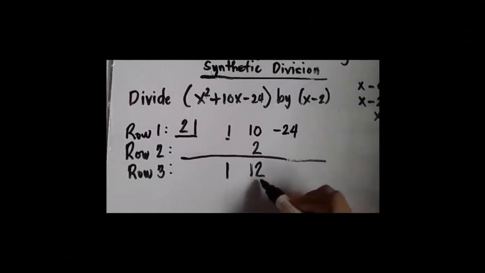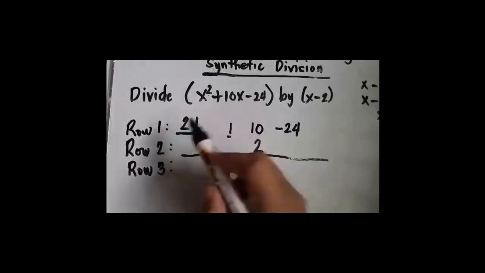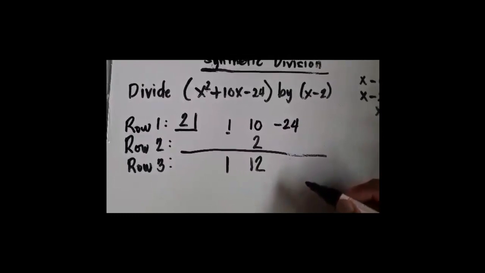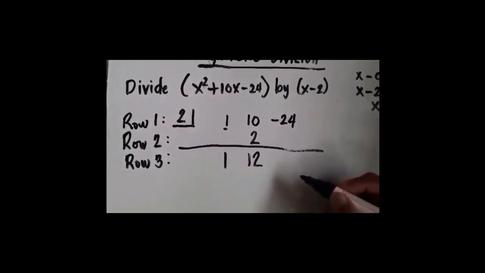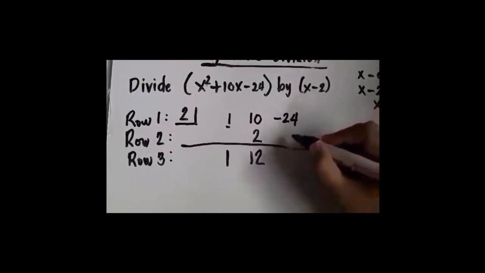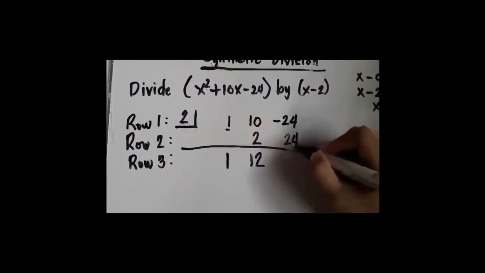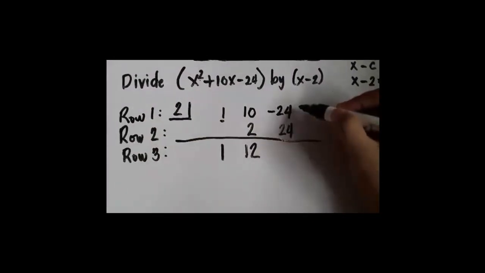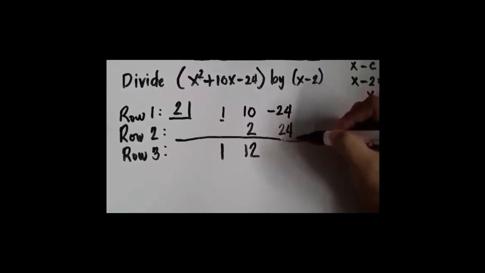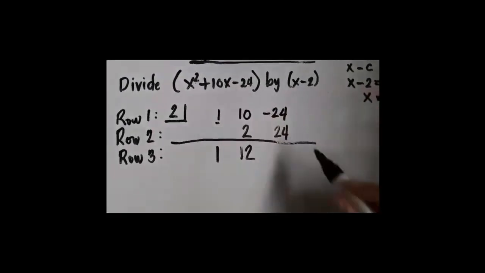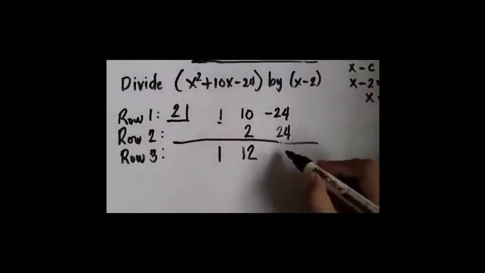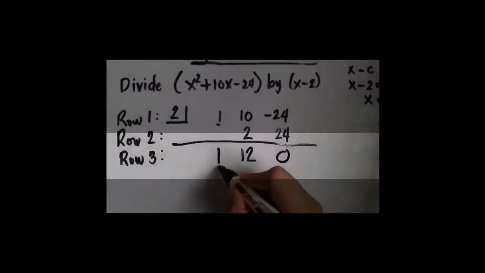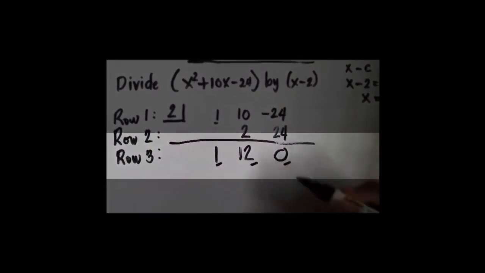So yung 12 po natin, imumultiply natin by our divisor. So 12 multiplied by 2, so the answer is 24. And we are going to write it below the third coefficient of row 1. So 24. So ito rin daw po yung third coefficient dito sa ating row 2. And then, i-add lang daw natin yung dalawa. So, negative 24 plus 24, so the answer is 0. So, in our row 3, meron daw tayong 1, 12, 0.